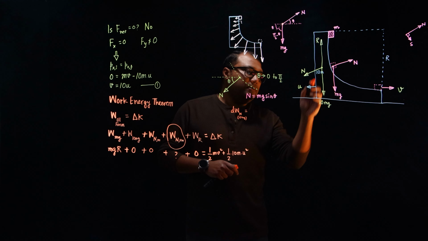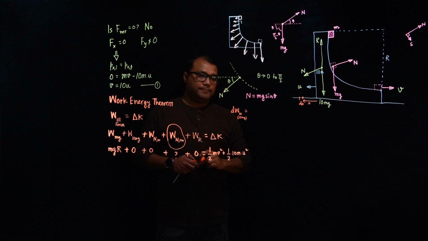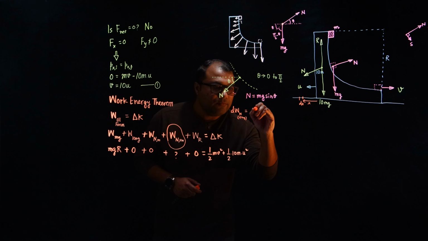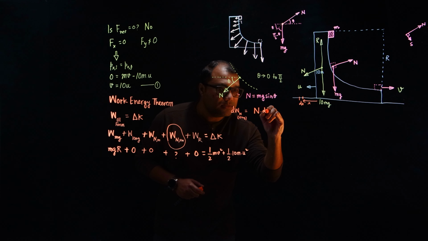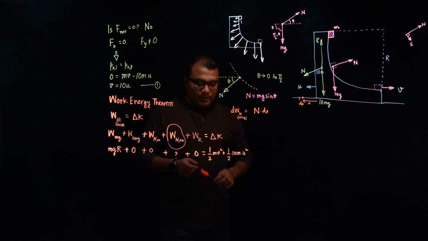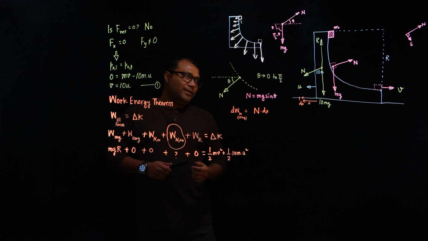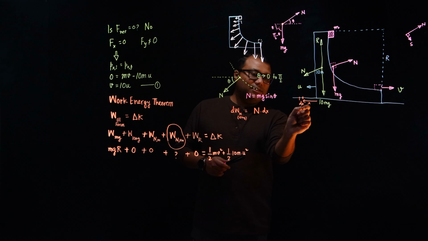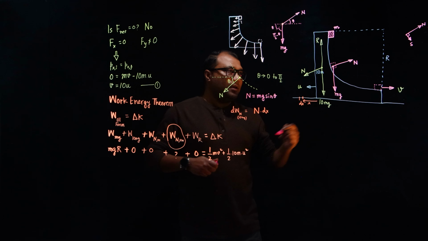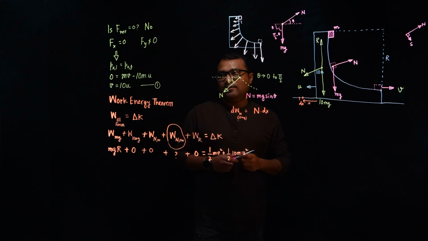Let's say at some point it had already reached a distance x, and now it moves by a small distance dx. Then we can write N dx, which is mg sin theta dx. Now, another conceptual thing will come in. If the big mass moves by dx, how much does this small mass move on that side?